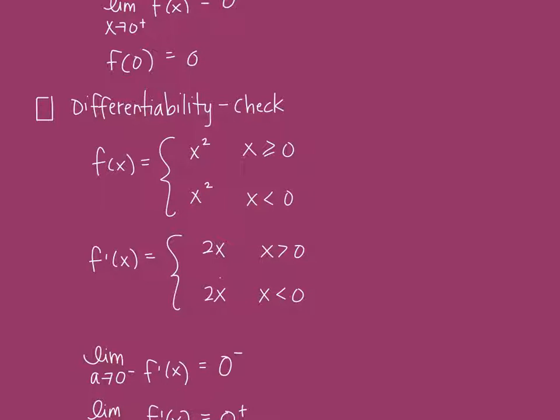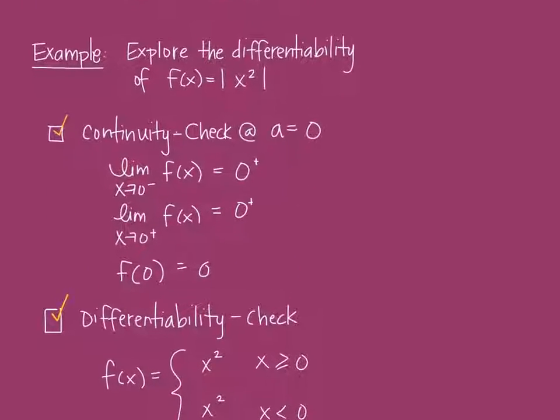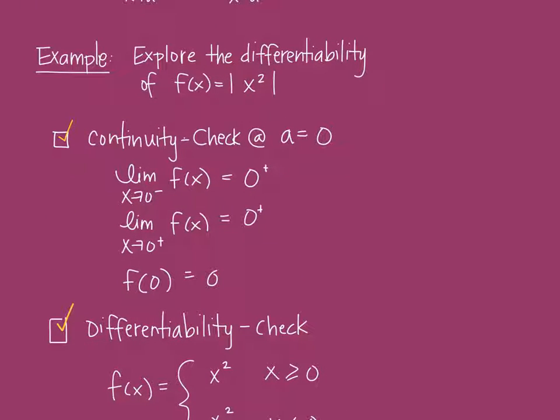So here's an example. Don't just assume that an absolute value is non-differentiable. This was an example of an absolute value that ended up being differentiable because it had a square on the inside.